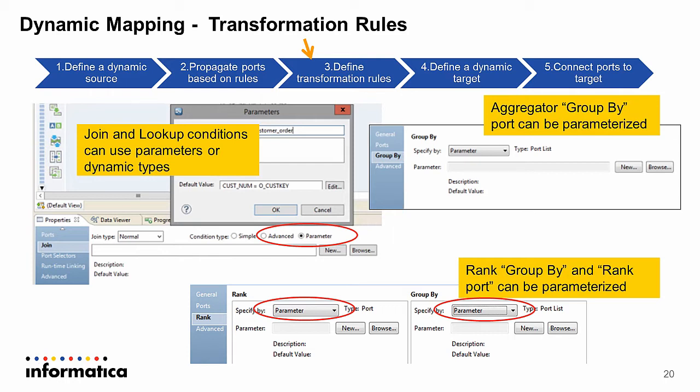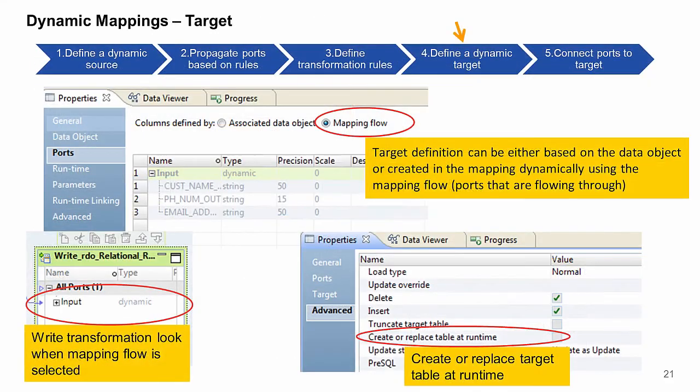Within the aggregator, remember, because these are dynamic transformations, you would have to define which ports you would use only for the group by condition in your aggregator. Same thing with your rank transformation. Targets are similar to the way you would define your source and how you parameterize your source object.